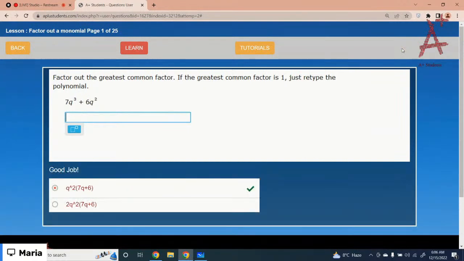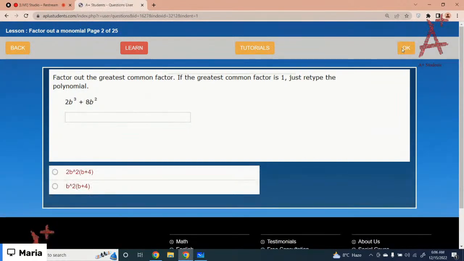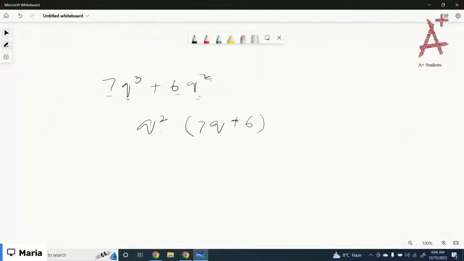OK button. Okay, the next one is factor out the greatest common factor. If the greatest common factor is 1, just retype the polynomial. Okay, you have 2b cube plus 8b square. Okay, 2 and 8 have a common factor. Which number is it? Yes, 2. We can take common 2, because 2 is the factor of both the numbers. Also, like I just explained, you can take common the least power. The least power is b square. So you can take common b square.